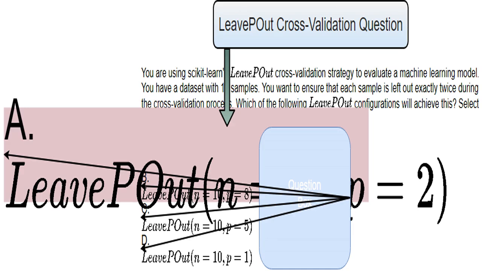This is the first option. It means we have 10 total samples, n equals 10, and leave out 2 samples in each iteration. P equals 2. We need to determine if this configuration meets the requirement of each sample being left out exactly twice.